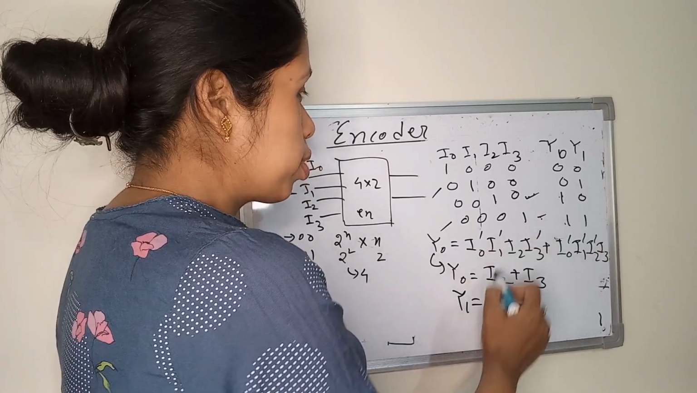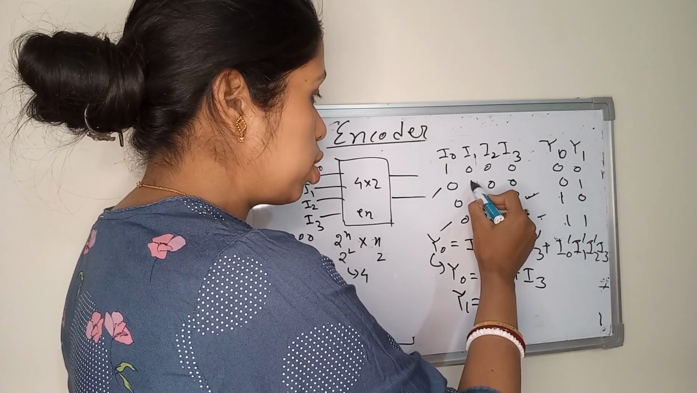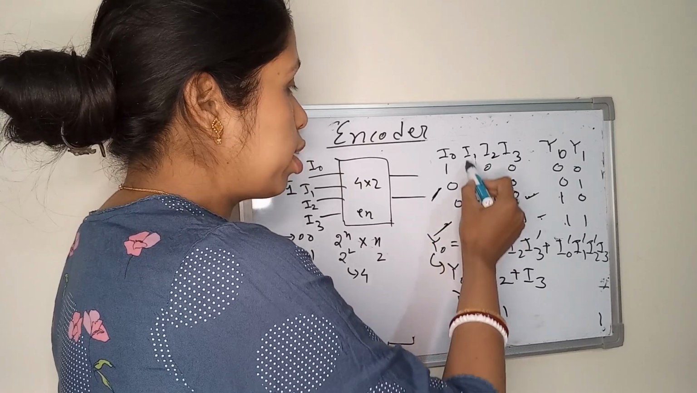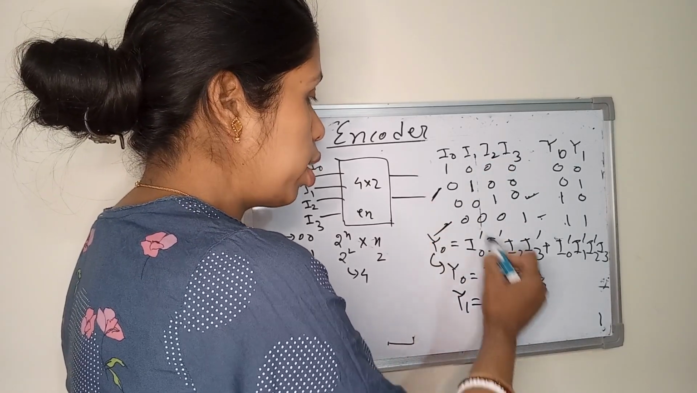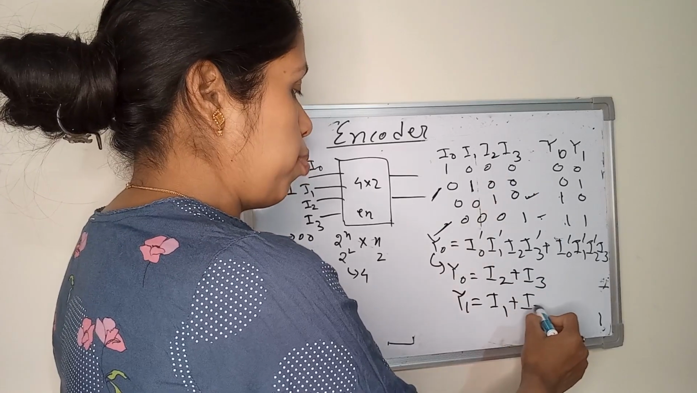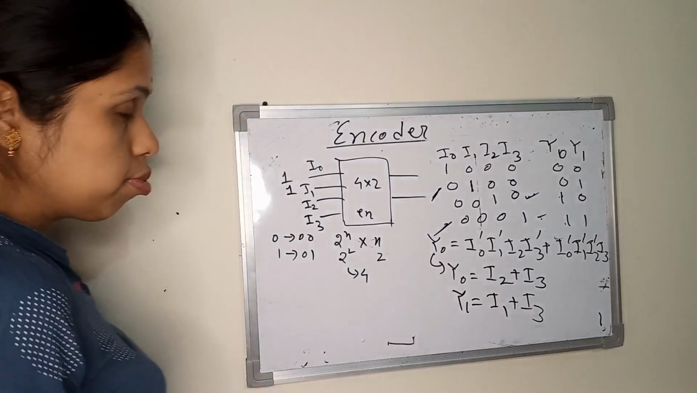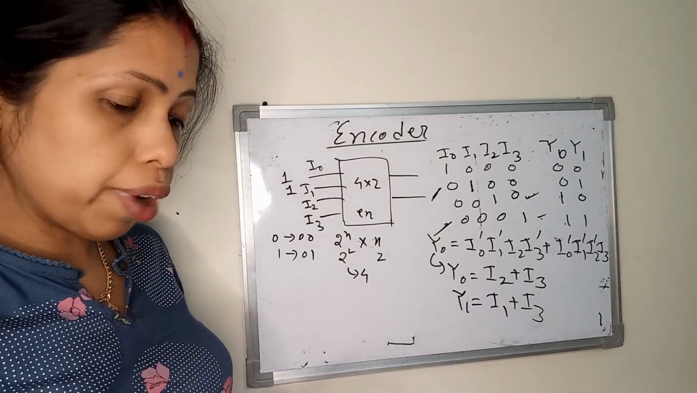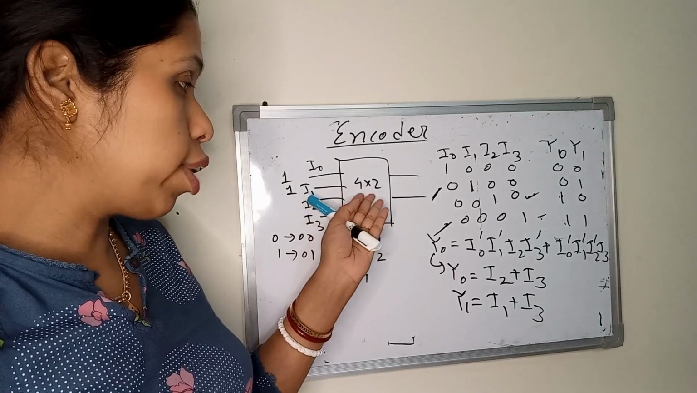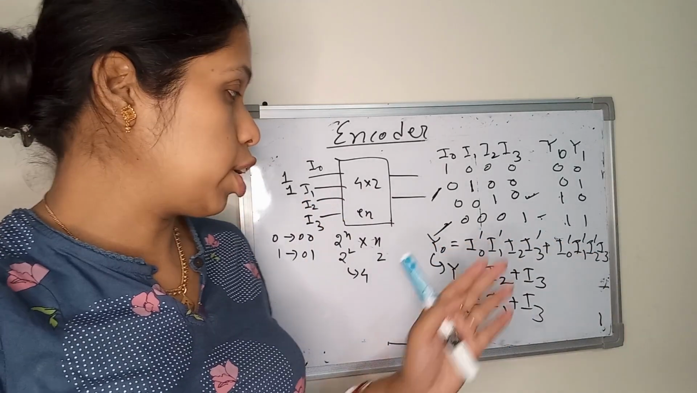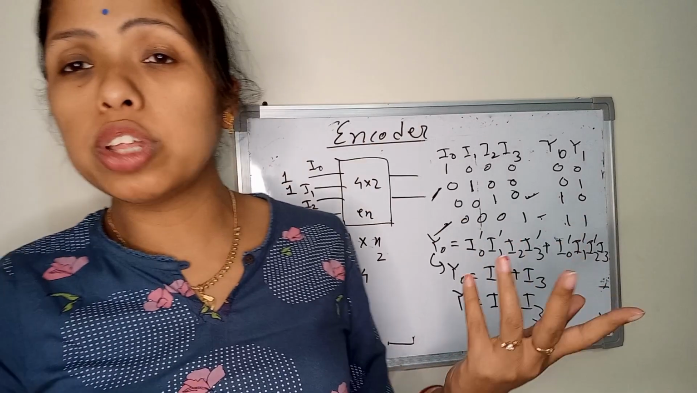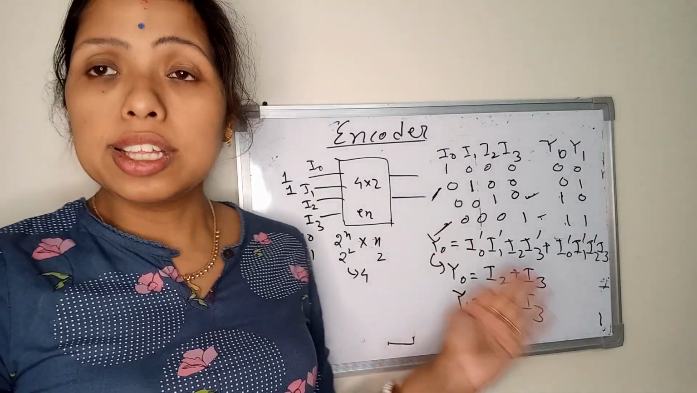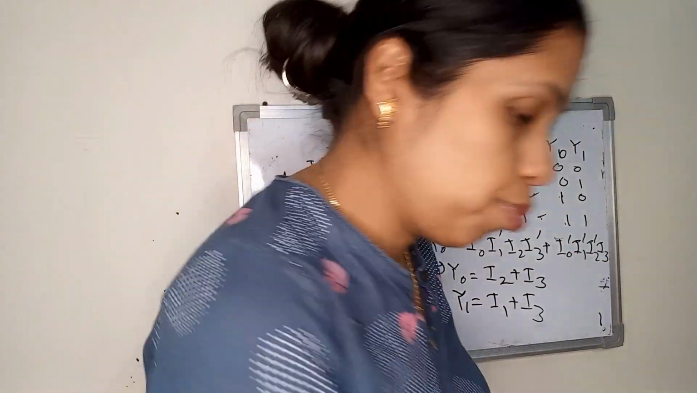Y1 will be I1 plus I3, because my Y1 is 1 for this combination. So here, which one is 1? I1 is 1, and here I3 is 1. In this way you can get the idea about the 4 into 2 encoder. If it is a 4 into 2 encoder, you can directly write this expression. But if you have a higher number of inputs in the encoder, you have to modify the expression this way. Okay, I will come to this topic also.